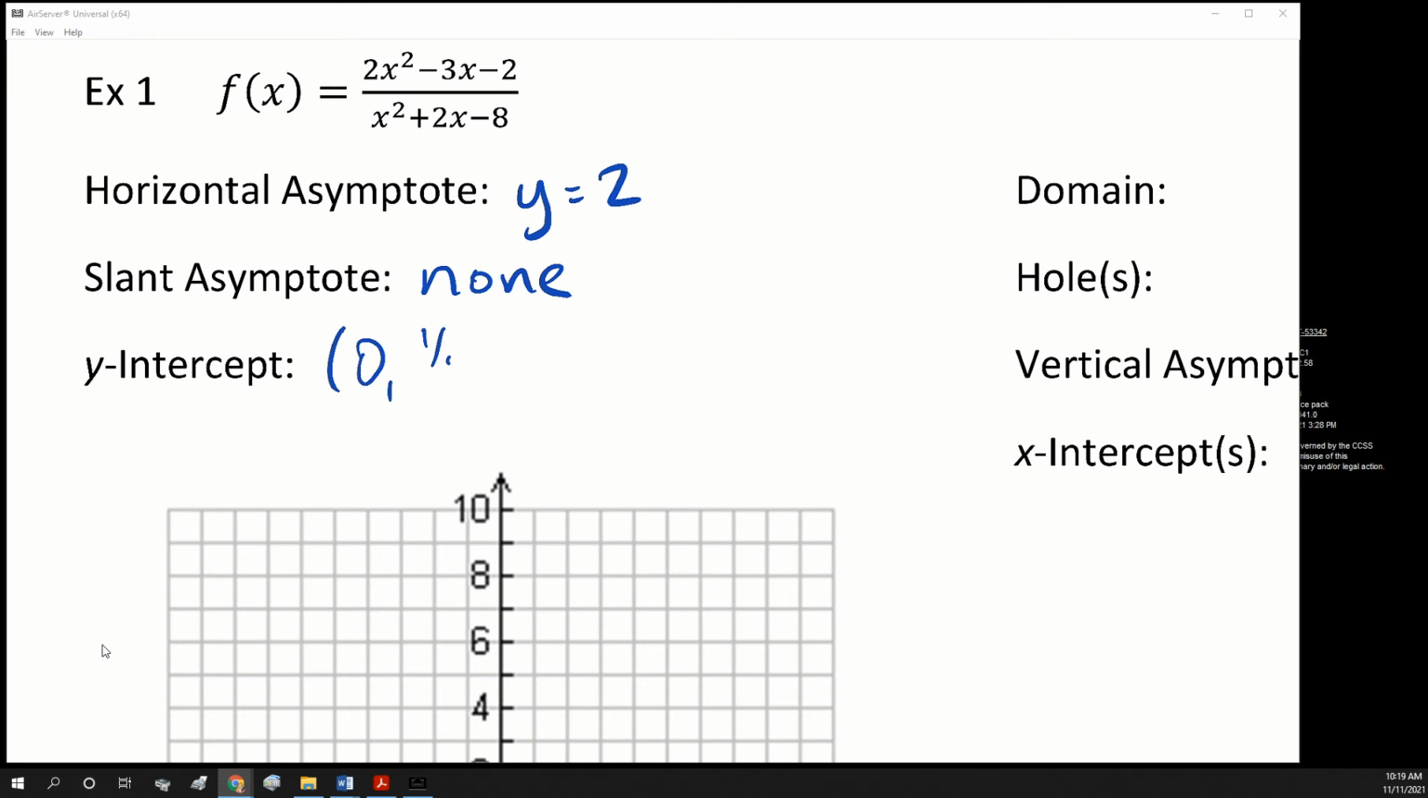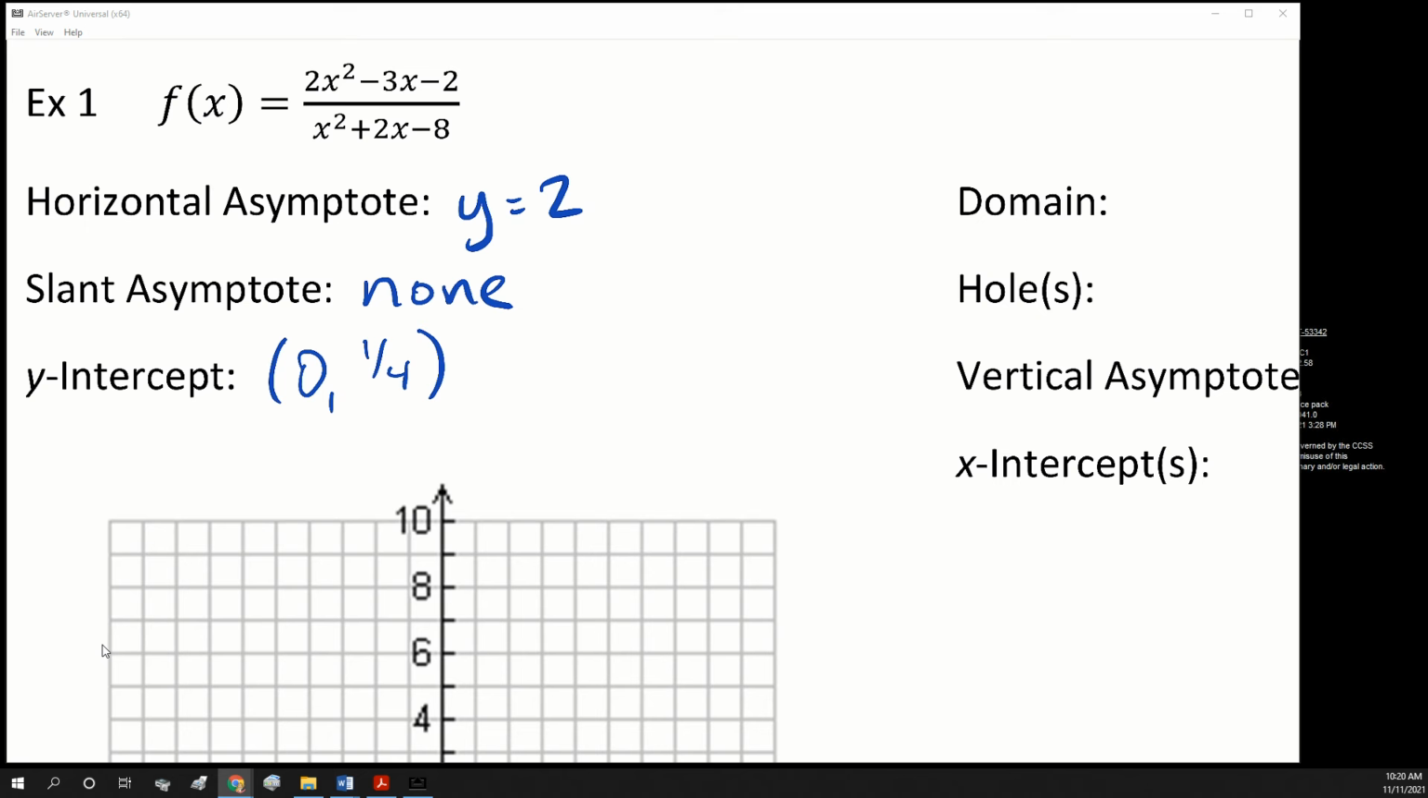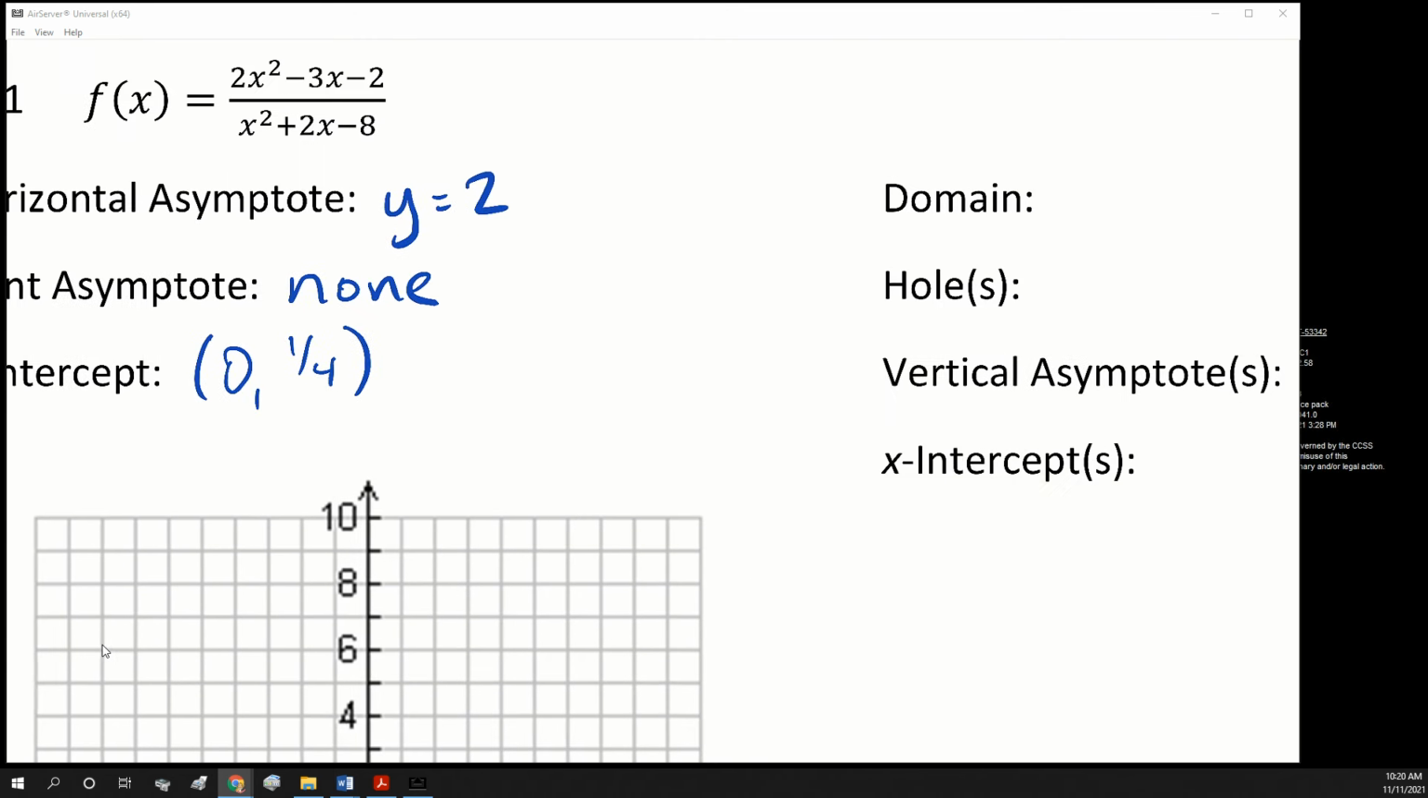Yeah, (0, 1/4). So make all these x's 0, so they basically disappear, and you're left with -2 over -8, which is 1/4. All right? What do we have to do to find the other 4 things? Factor. So you guys go ahead and factor it on your own, please.